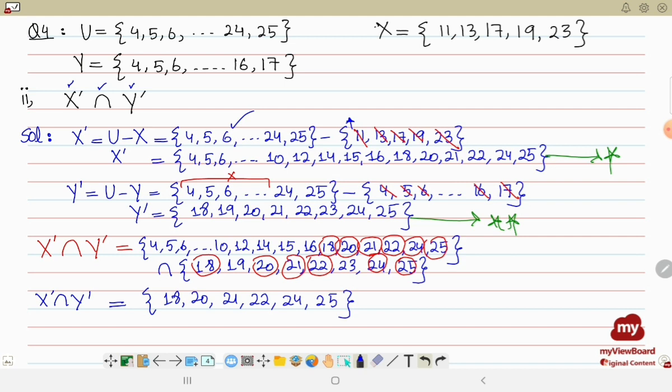So this is how you're supposed to find the x complement intersection y complement, right? First you have to find out the x complement, then y complement and then the intersection of both. I hope you understand the sum.